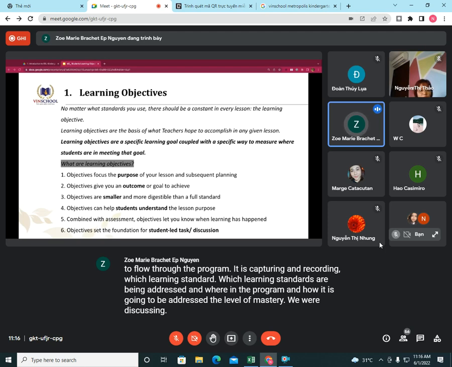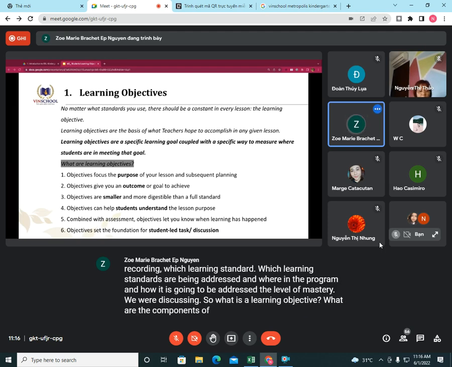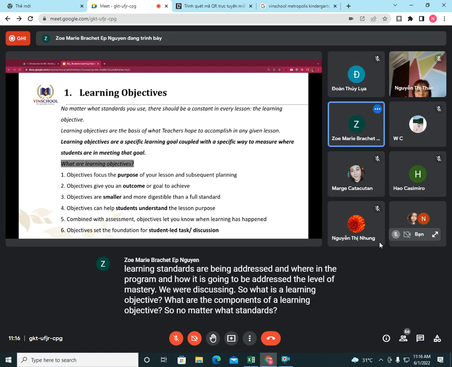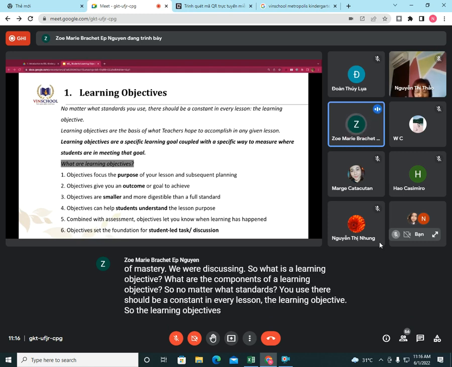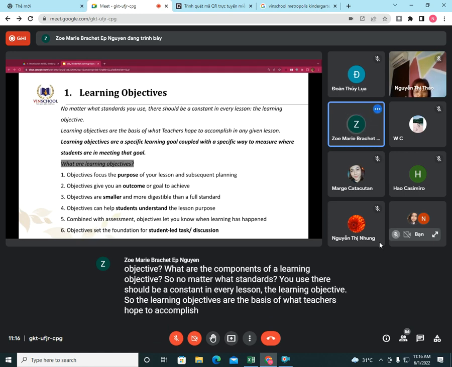So what is a learning objective? What are the components of a learning objective? No matter what standards you use, there should be a constant in every lesson: the learning objective. The learning objectives are the basis of what teachers hope to accomplish in any given lesson. And the counterpart to that is the success criteria.